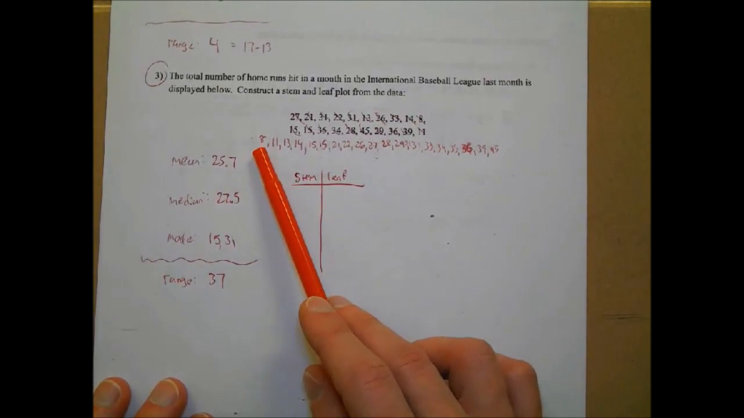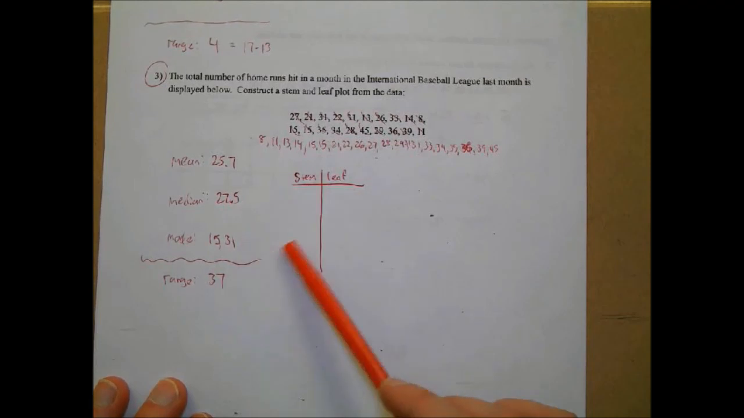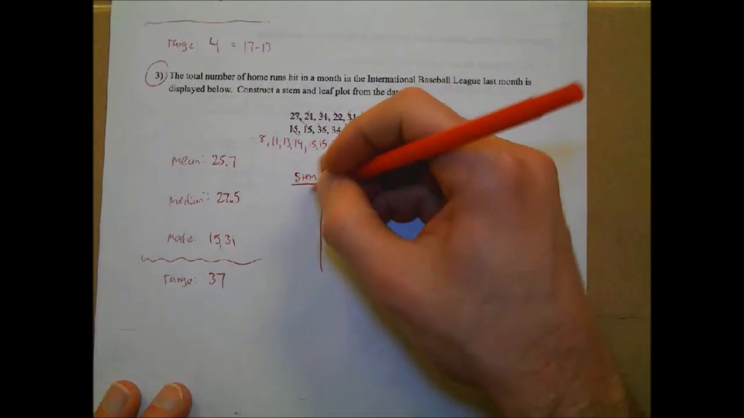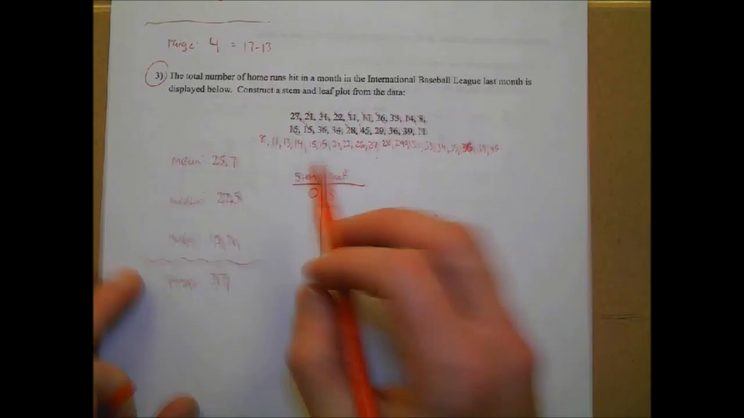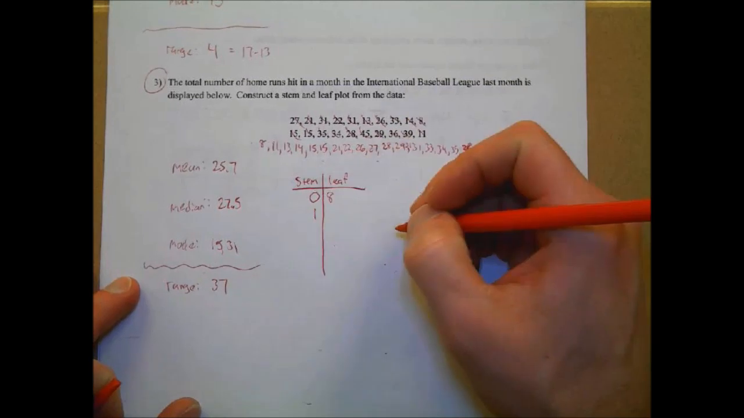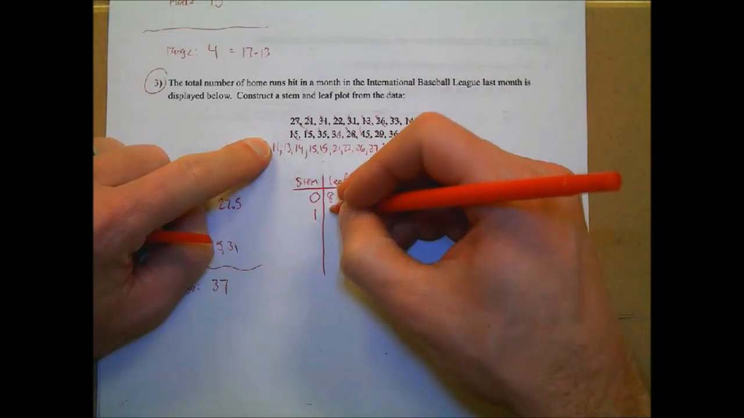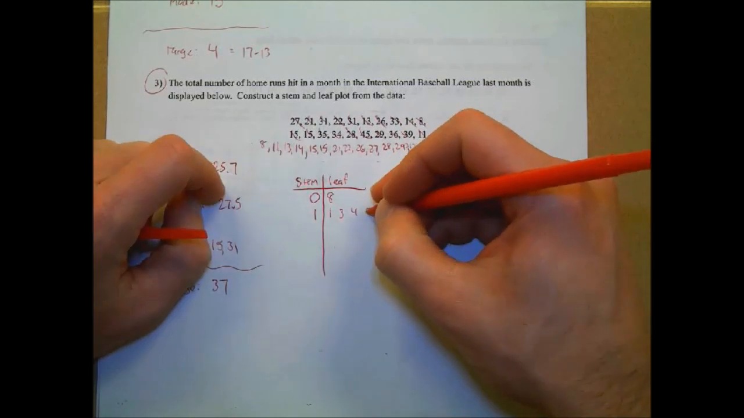For example, 8, okay? How will we represent an 8 in a stem and leaf plot? 0, 8. 0 and 8. Very good. The stem will be 0. The leaf will be 8. Okay? And then, well, we've got 11, 13, 14, 15, 15. So we'll put a 1 for the stem. And then for the 11, we'll put a 1 here, and then a 3, and then a 4, and then 2 5s. And you guys get the idea.